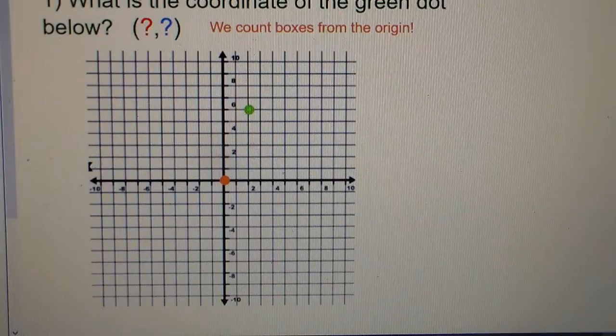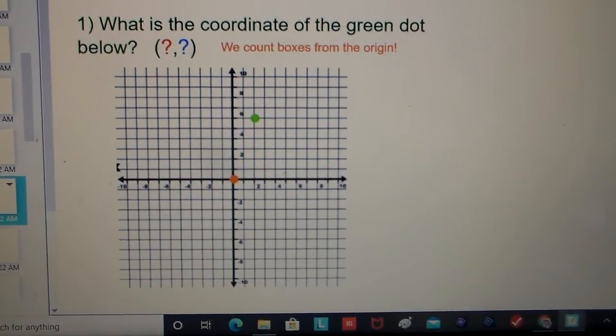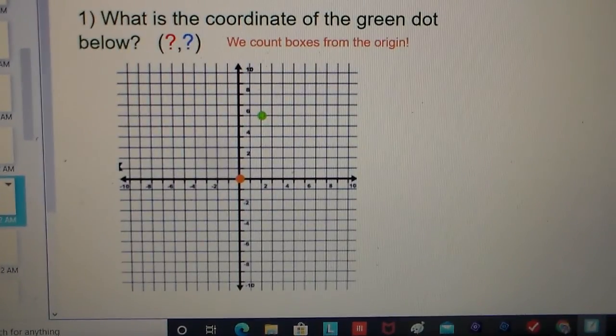Now we also got to do the reverse. So what is the coordinate in the green dot below? So from the origin we go 2 to the right and then 6 up. So since we went 2 to the right, we do 2. So that's a +2. And then since it's 6 up, we're at +6. So that coordinate there is 2, 6.